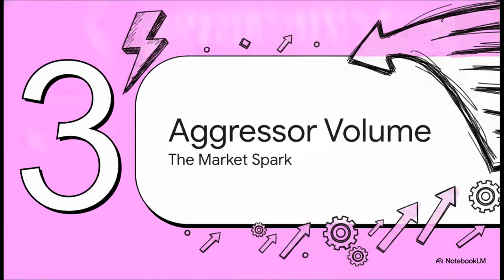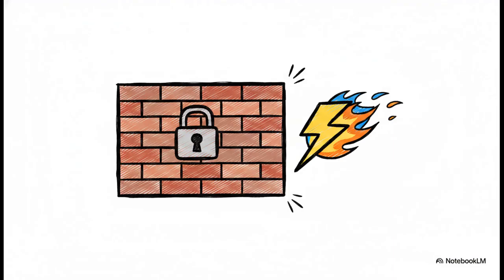Section 3, Aggressor Volume. This is the market spark. Let's contrast these two dueling forces we have in the market. On one side, we've got passive intent, those resting limit orders just sitting on the DOM.